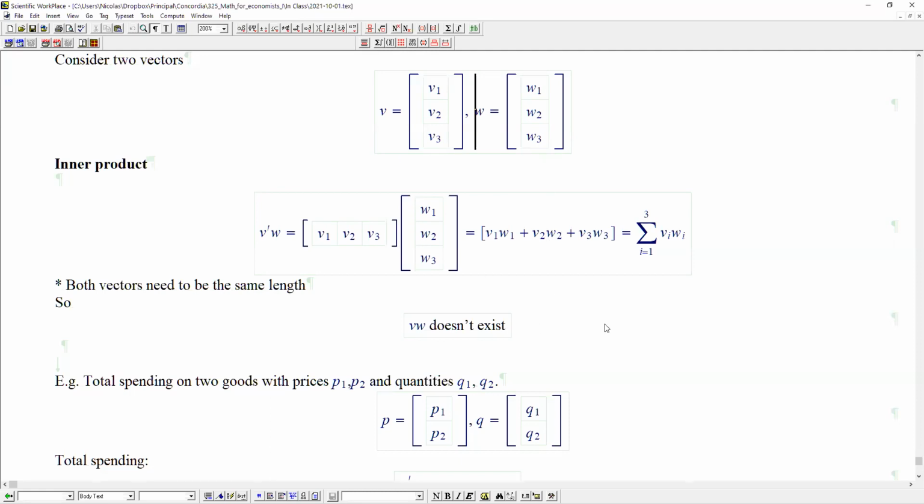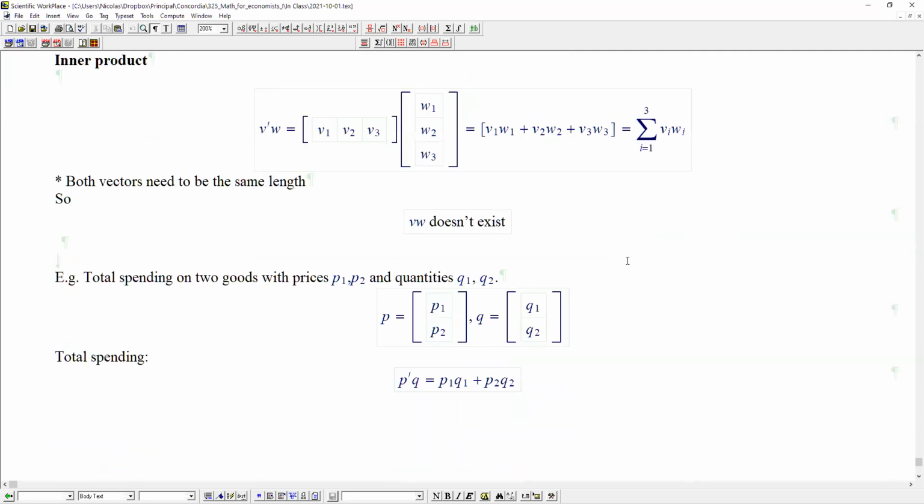And you're going to see why it makes sense to multiply this way later on. Basically, this is my explanation for why it makes sense, because we want to have something like total spending. If I want total spending on one good, I say it's P1, Q1. So that's total spending on one good. Then total spending on all goods is P prime Q. So that's one way to do it.